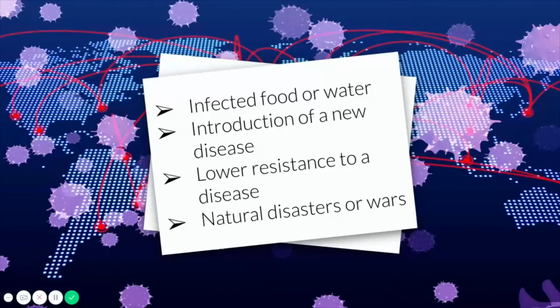First, infected food or water. One huge way a pandemic can happen is if the food or water of a certain place gets infected with the disease. If the local water supply or food supply of a place or city gets infected, then the people who drink that water and eat that food have a chance of catching the disease, starting a pandemic.